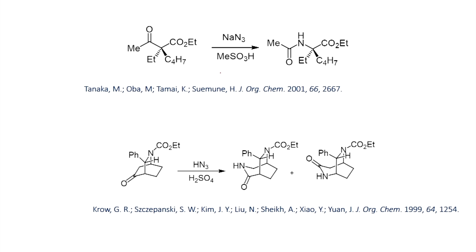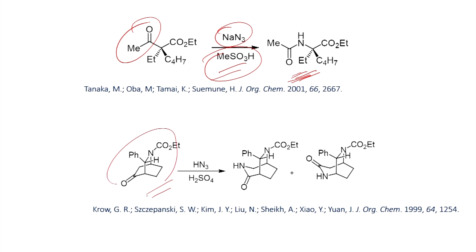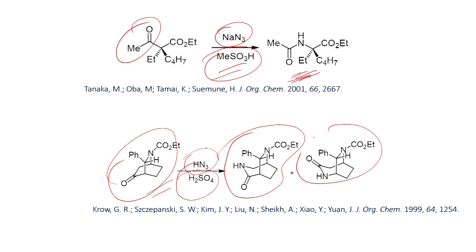Here is another example, also the reaction of this ketone with azide is shown in the presence of methyl sulfonic acid. You can get this amide as a product, and similarly here also the reaction of this ketone with HN3 in the presence of sulfuric acid, as we have seen, and you will be able to form this lactam as the product.